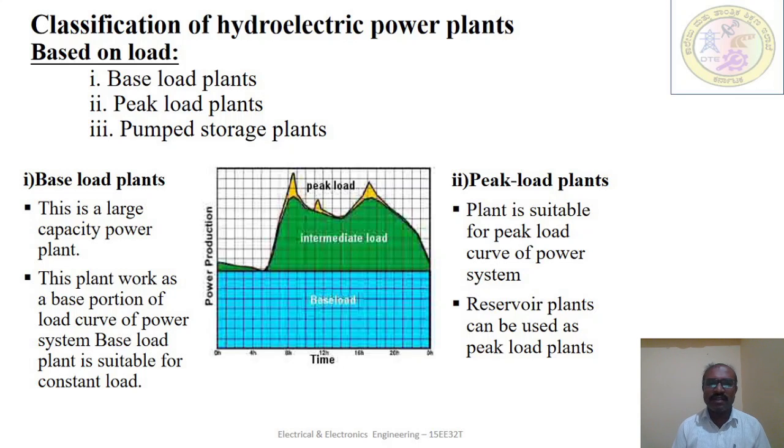Peak load means, if the family members are 4 or 5, for example, the load demand will vary from hour to hour. Say from 5 a.m. to 10 a.m., the requirement of electricity will be very high. Likewise in the evening, after 5 p.m. to 10 p.m., the requirement of electric power will be high. These are called peak loads.